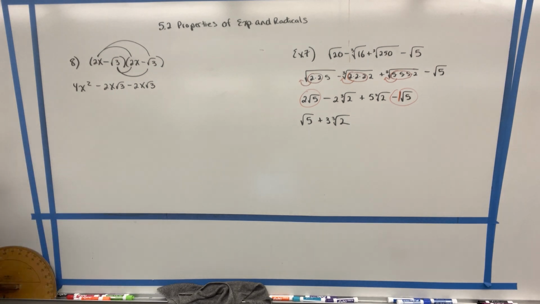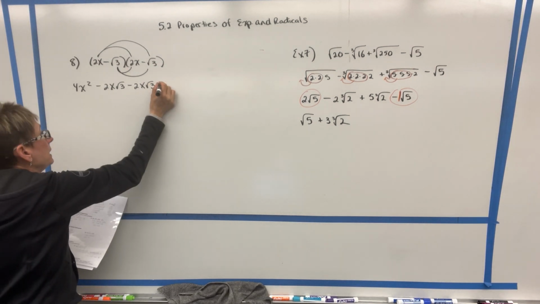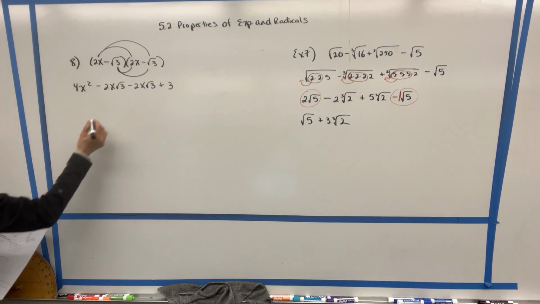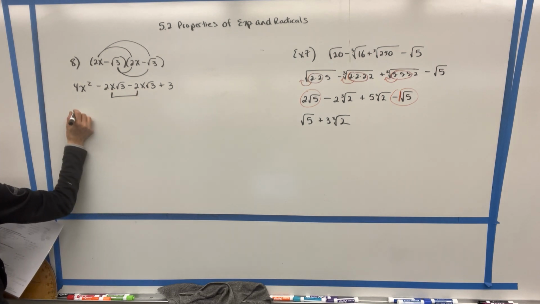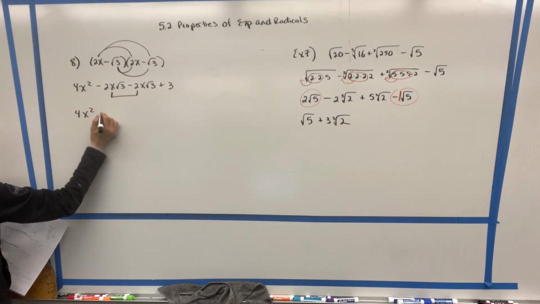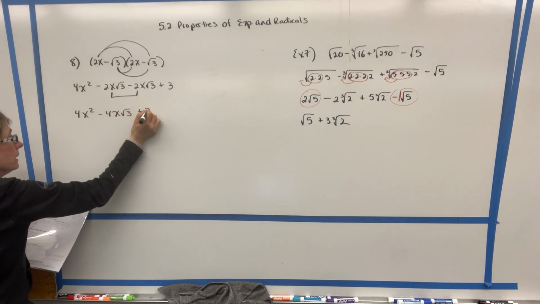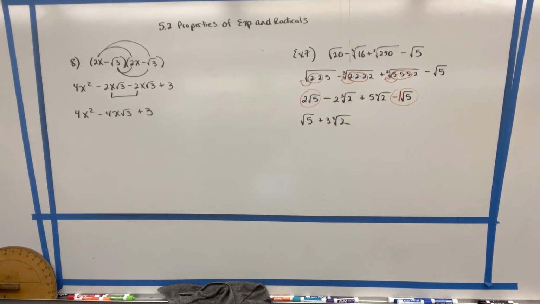And then remember that radical 3 times radical 3 is 3, and negative times negative is positive, so that's going to be plus 3. I can combine these two middle terms, so I'm going to get 4x squared minus 4x radical 3 plus 3.